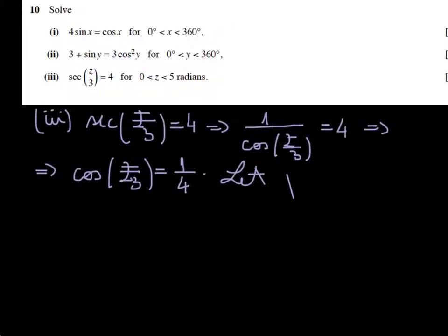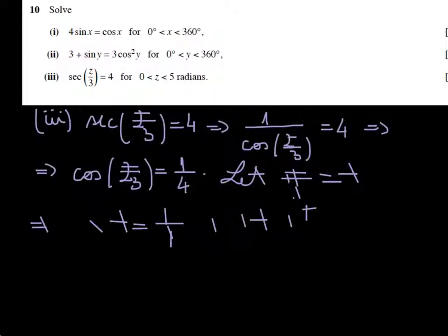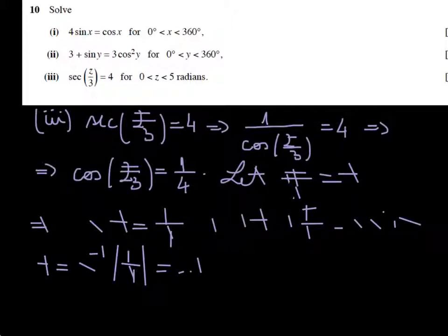So we will let z over 3 be t. The challenge here is to realize that your equation changes into cos t equals 1 over 4. But where are you looking for the solution? Where t is. So if z is between 0 and 5, z over 3, which is t, will be between 0 and 5 over 3 radians. Set your calculator in radians and you try to find t, which is inverse cos of a fourth. Set your calculator again in radians and you get 1.32.